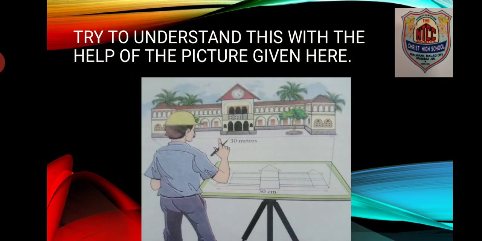Try to understand this with the help of the picture given here. Students, you can see the picture over here. This picture is very big, but the paper on which the man is drawing is small. So, we have to take a proportionate figure. You can see the distance given is 30 meters. But while drawing the map, we cannot draw 30 meters on the map. That is why the man has taken 30 centimeters. So this way we can draw the map. We can take a proportionate amount of the given picture.